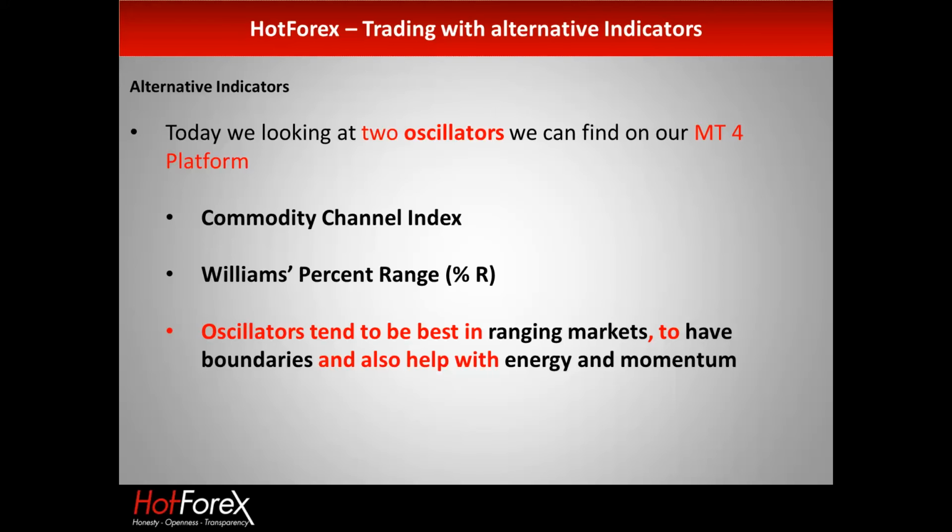Oscillators tend to be best in ranging markets, i.e. when prices are going sideways and the market can't decide where it's going. They tend to have boundaries, but oscillators can also help with the build-up of energy, or the build-up of momentum, that moves any price action. So as you can see, a trend starting or running out of energy, a trend about to start, or a trend about to end, or even a key thing, a change in direction as well. So three different things which we'll look at again in a minute.